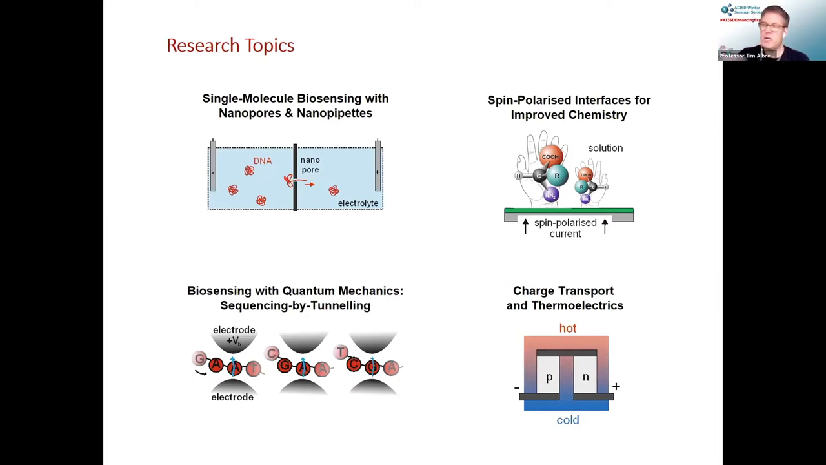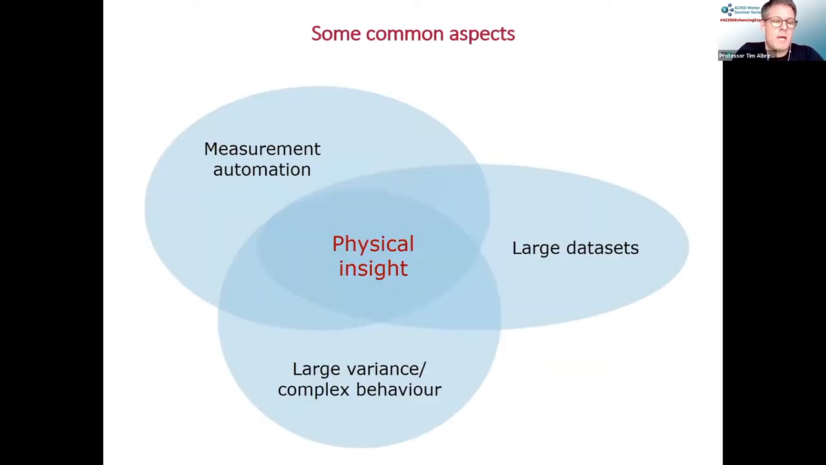Okay, and in my group in Birmingham, we basically work on a couple of different projects. One is around single molecule biosensing using resistive pulse techniques. We also look at quantum tunneling in single molecule junctions, which is mainly what I'll talk about today. We do some work on single molecule thermoelectrics, and we've also recently started to look at magnetic field effects in electrochemical processes.